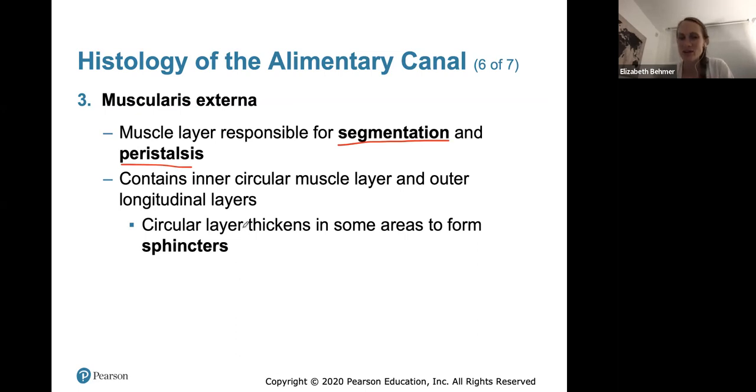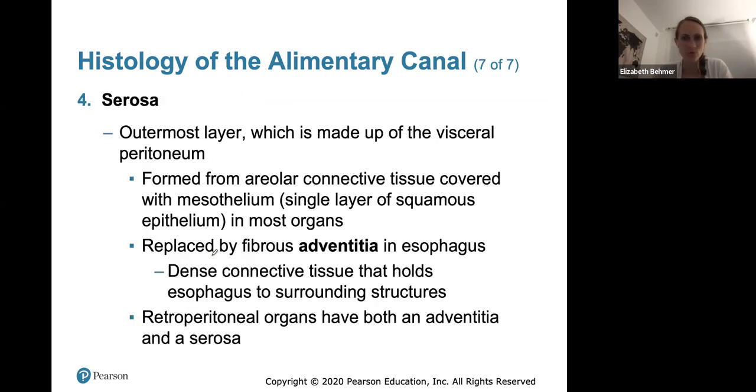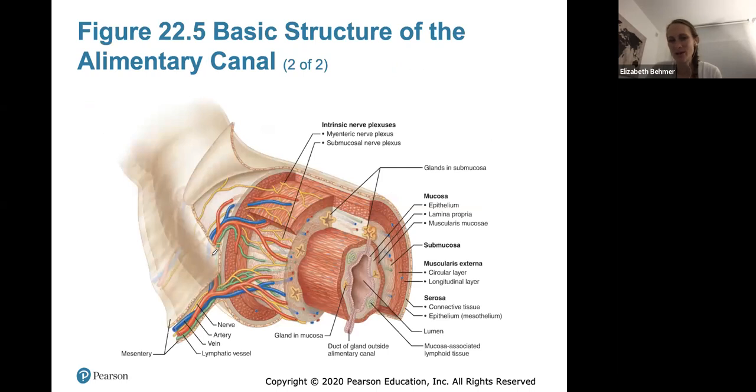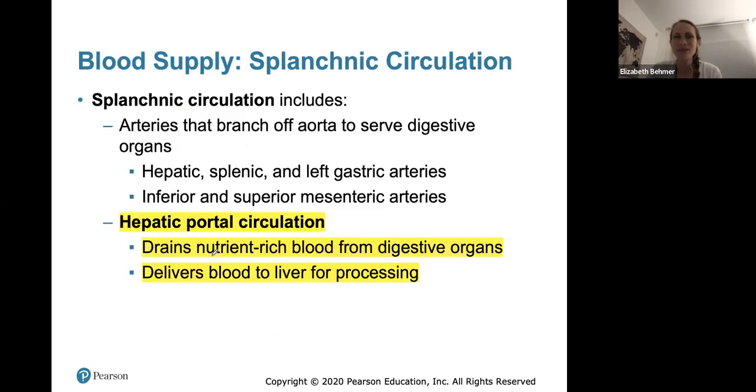The circular layer thickens in some areas to form what we call sphincters, and they will open and close to allow these foodstuffs and waste products to move along your GI tract. And then the serosa is the outermost layer. Again, it works as connective tissue to just anchor these digestive tract organs, parts of the GI tract, to the surrounding tissues in the body. So you might see a picture like this that you have to label on your lecture exam as well.